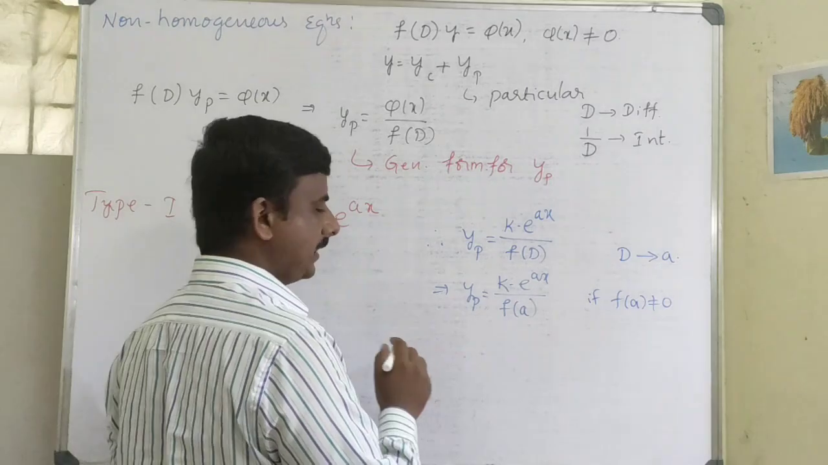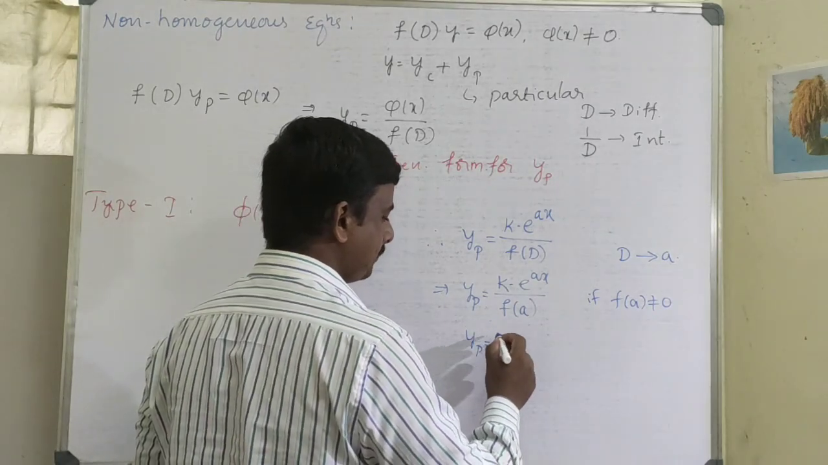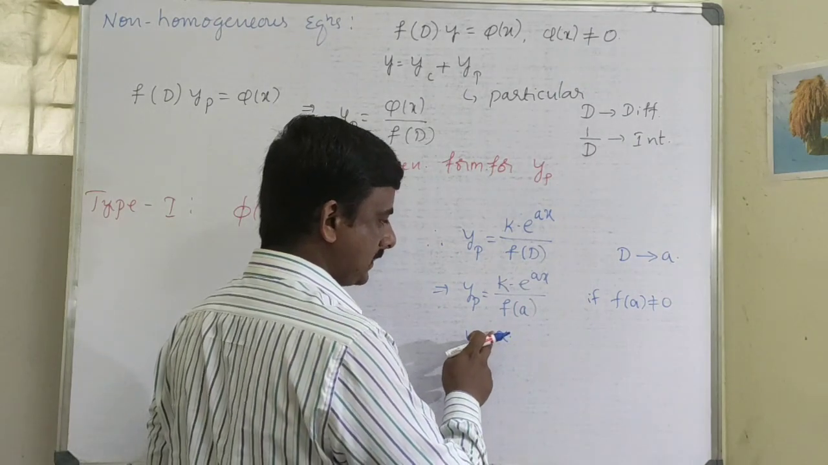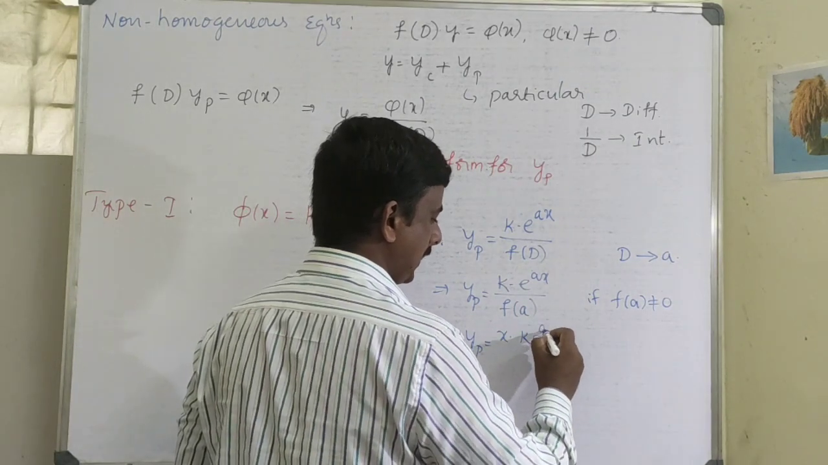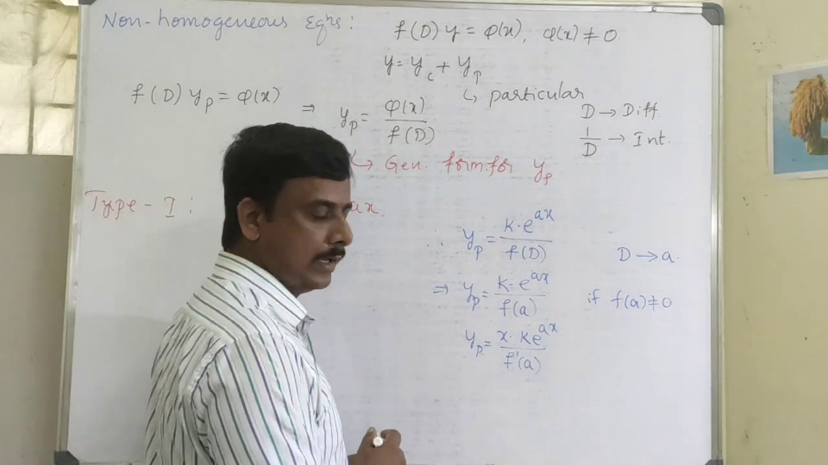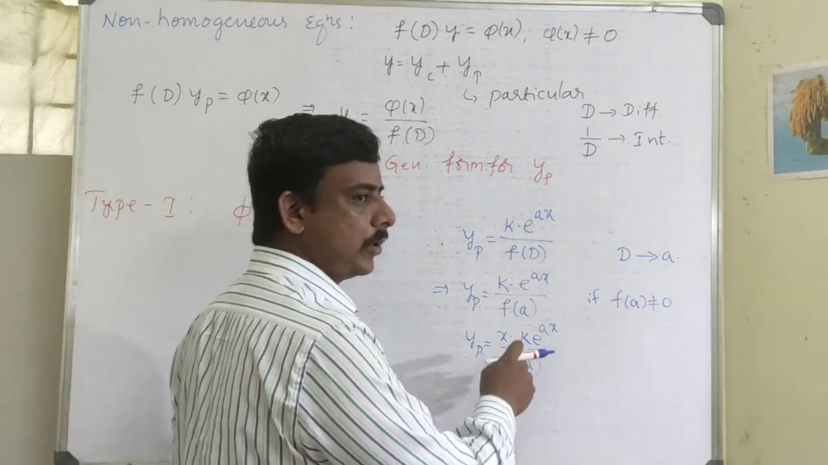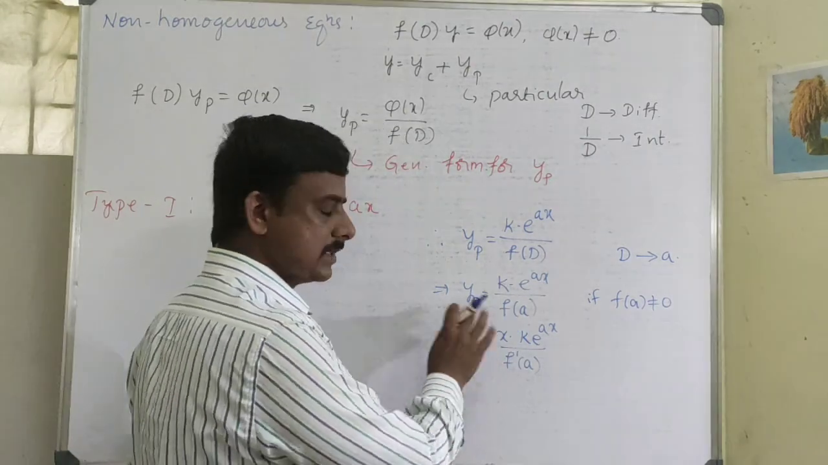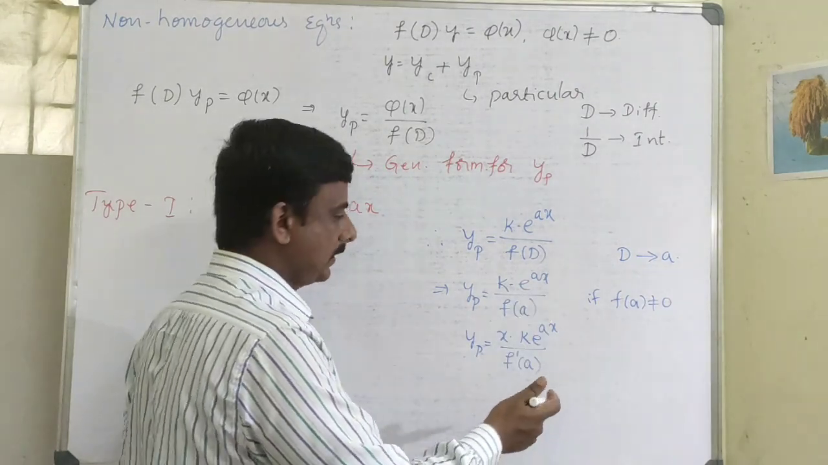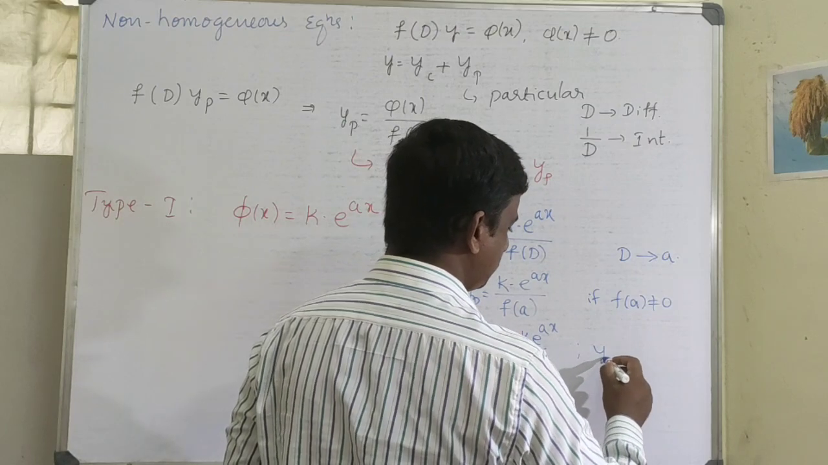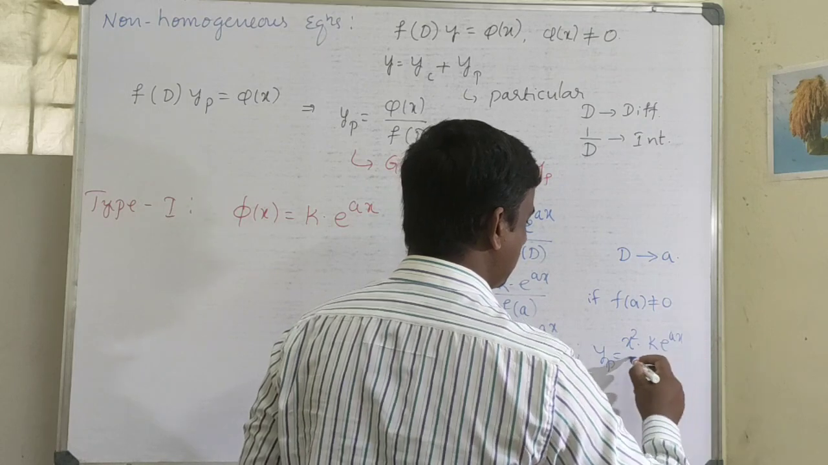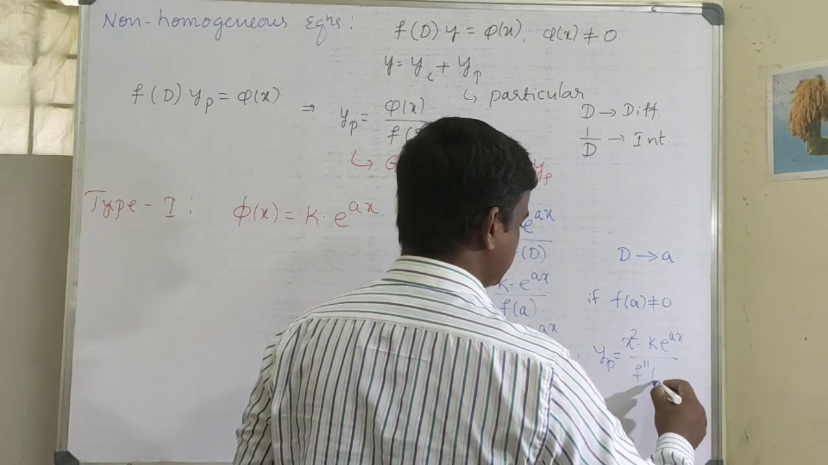In case f of a equal to 0, then yp will be, I have to multiply the independent variable x to the numerator and retain other terms divided by f dash of a. If again f dash of a is not 0, then this is valid. That is the required particular integral. If f dash of a is 0 again, then yp will be x square into k e power ax divided by f double dash of a.